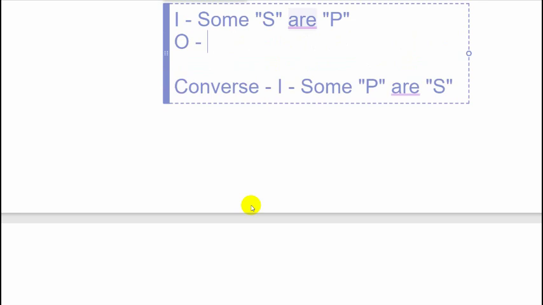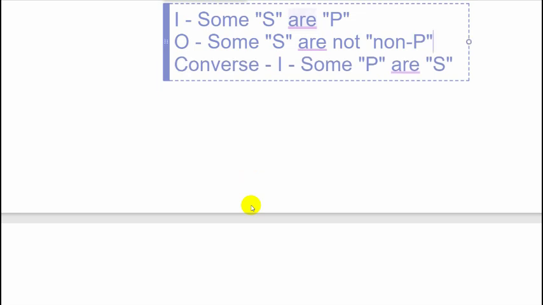Alright, so in the obverse, what is the rule? The rule was keep the subject and predicate at the same place. Only the predicate will be replaced by its complement. So some S R not, because O states what? O proposition states some S R not P. This is the O proposition. But now in this we have to replace the predicate with a complement, that is non-P.